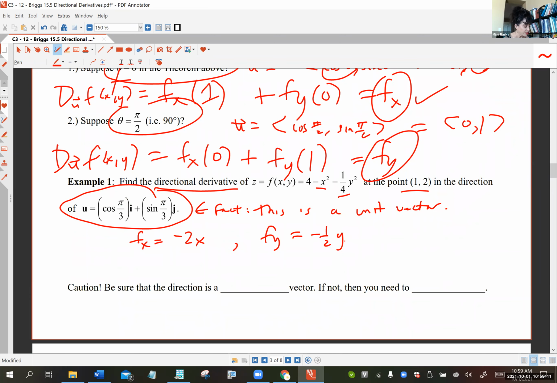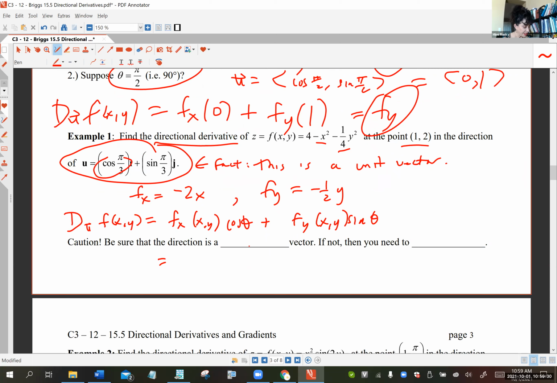Okay, fine. So the directional derivative in the direction of u, D_u f(x,y), is going to be, using the formula, f_x(x,y) times cos theta plus f_y(x,y) times sine theta. But they already gave me the cos and the sine, right? So they gave me everything. I'm going to have negative 2x times cos pi thirds, plus minus a half y times sine of pi thirds.